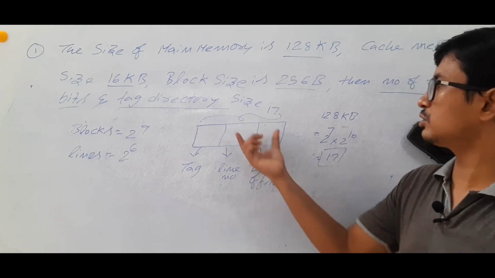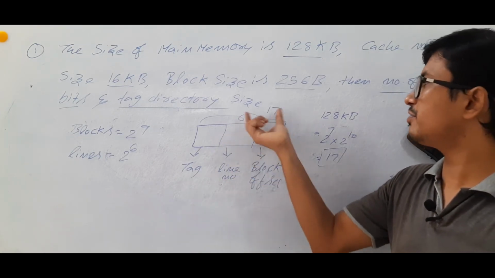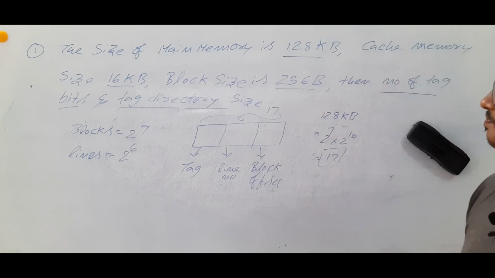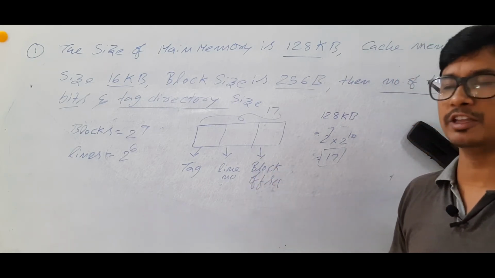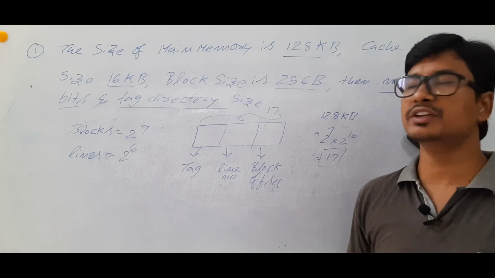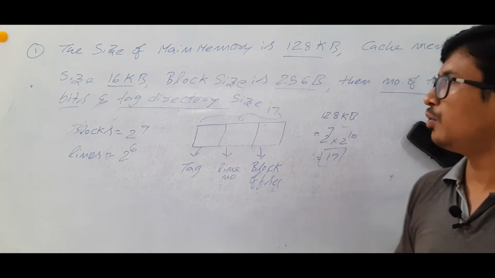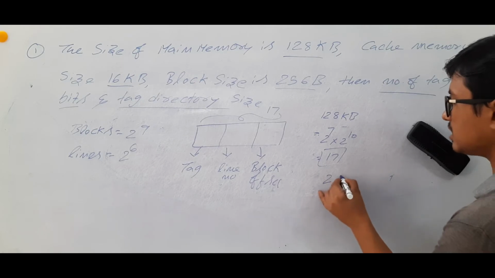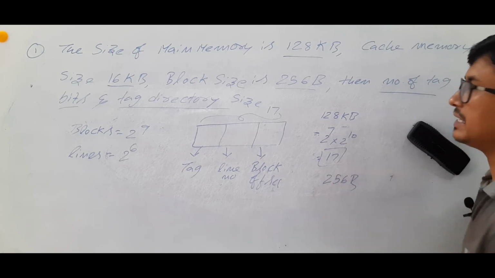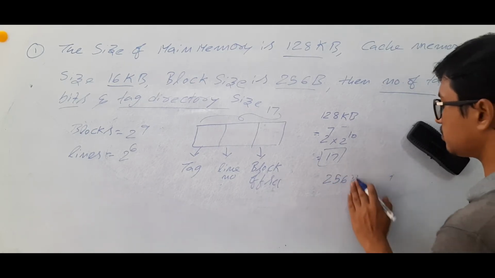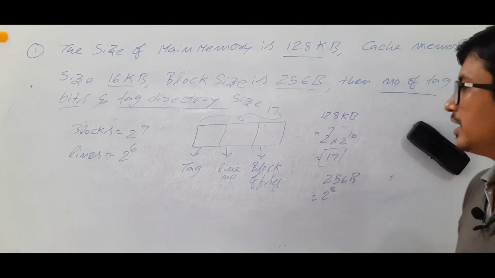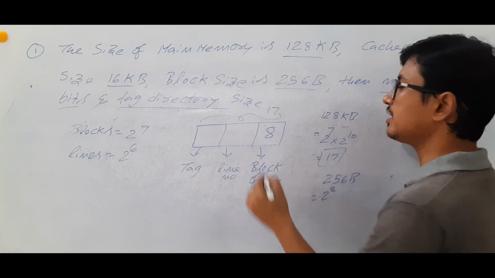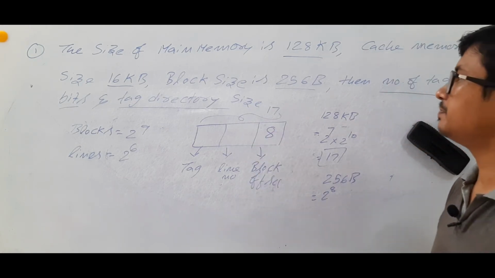Are you able to understand this? The size of the physical address is 17 bits. Out of the 17 bits, we need to find how many bits are allocated for the block offset. The block offset depends on the block size. What is the block size? The block size is 256 bytes, which is nothing but 2 power 8. So 8 bits are allocated for the block offset.